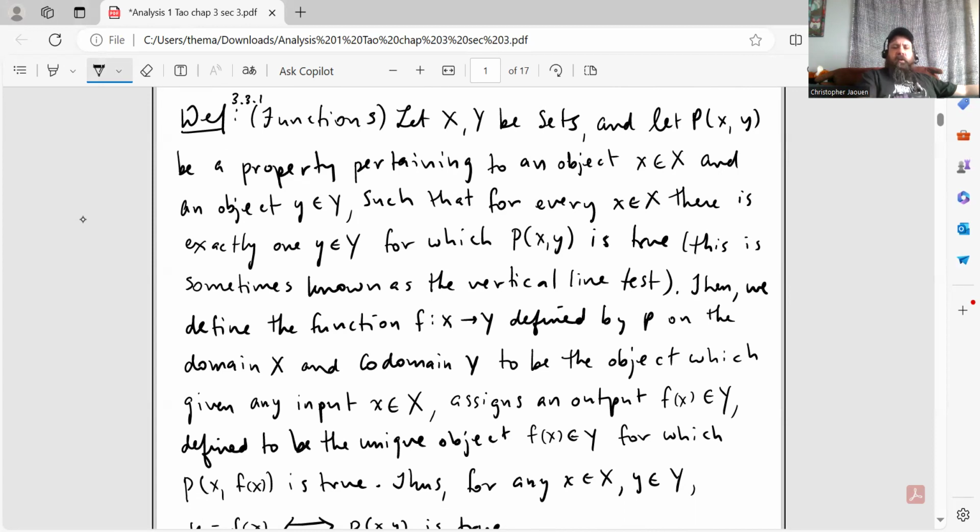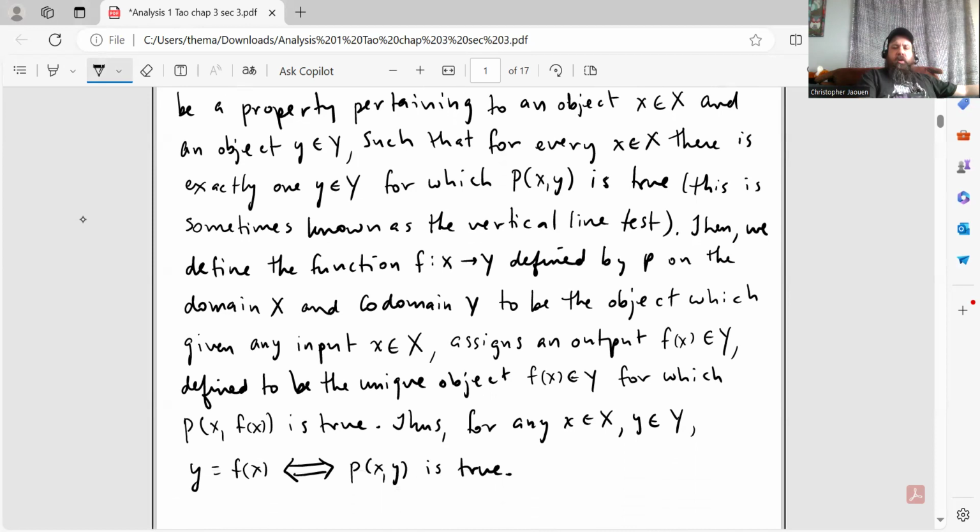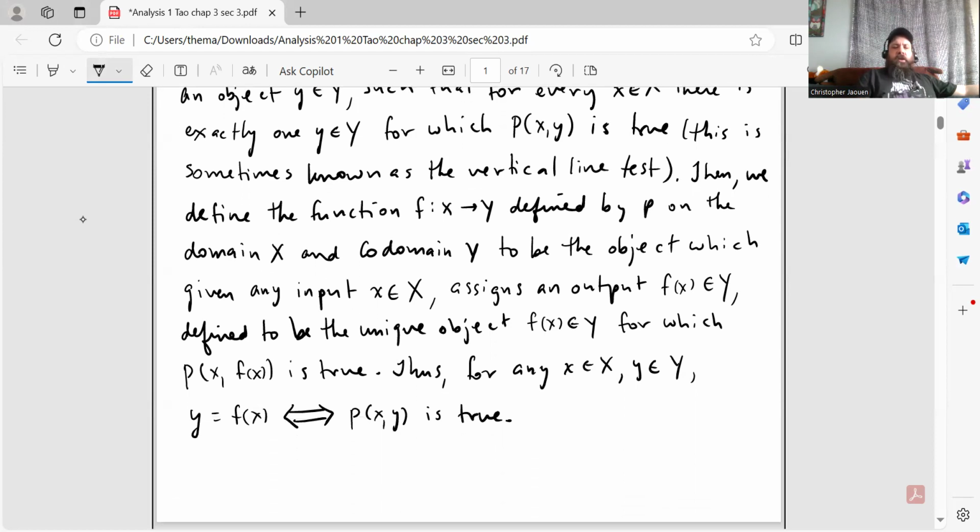Then we define the function f from X to Y, defined by P on the domain X and codomain Y, to be the object which, given any input x in X, assigns an output which we call f(x) in Y, defined to be the unique object f(x) in Y for which P(x, f(x)) is true. Thus, in other words, for any x in X and y in Y, y equals f(x) if and only if P(x, y) is true. All right, so that's the definition that we're going to use for a function.